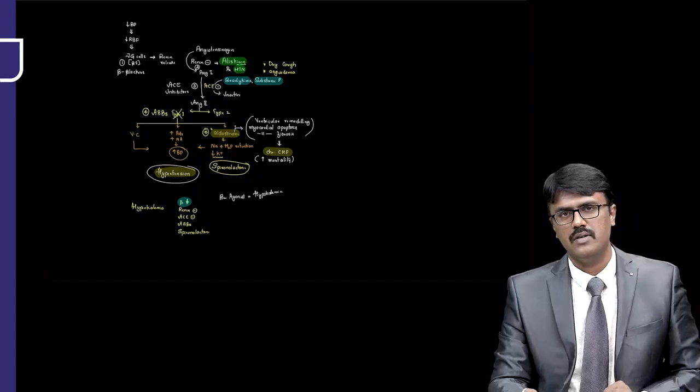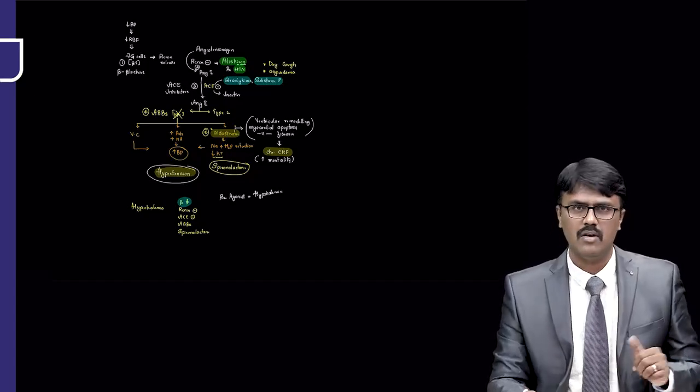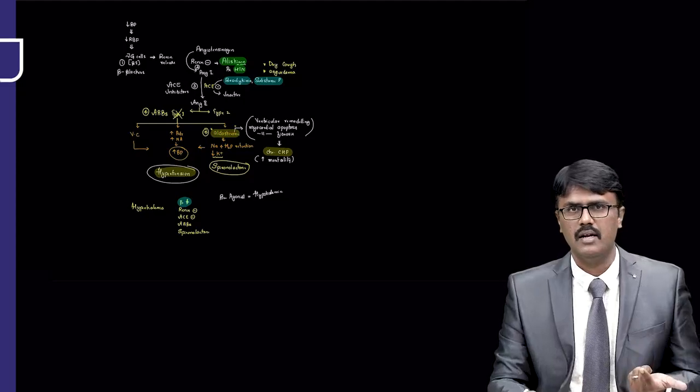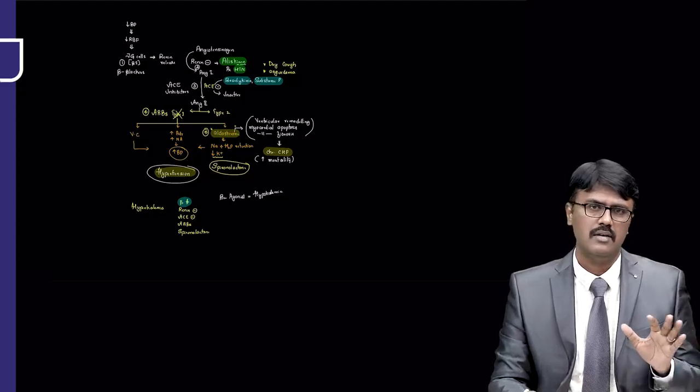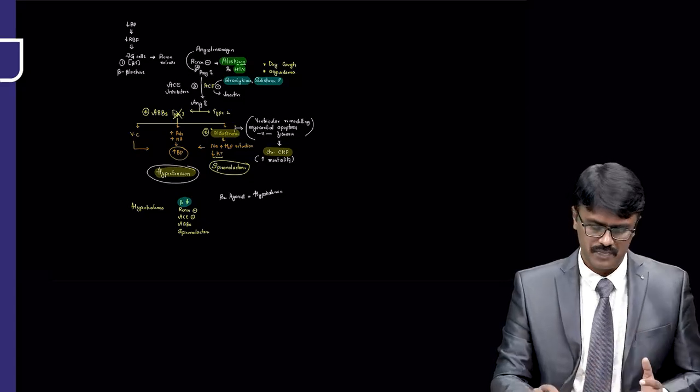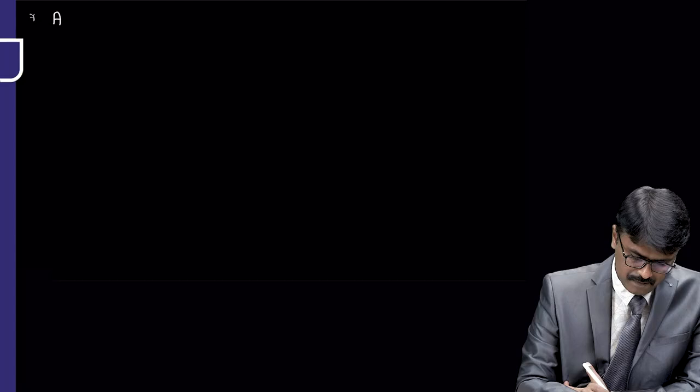Two important drugs we need to discuss here: ACE inhibitor and ARB. Beta blockers we already discussed, and renin inhibitor only one line. Then diuretics we have discussed, spironolactone. So let us start our journey, and the first one is the ACE inhibitors.